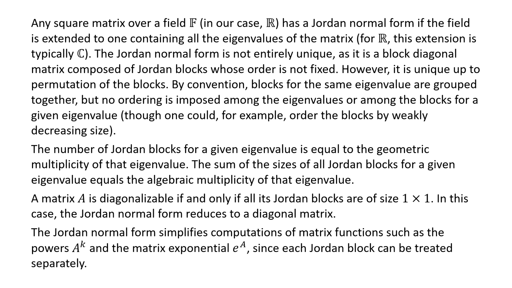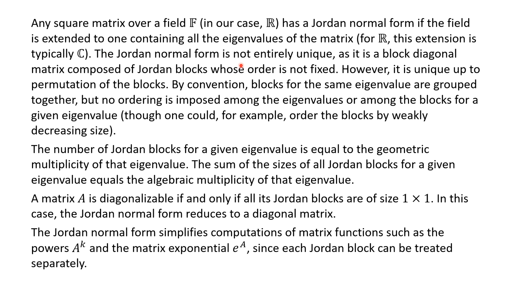I have some facts on this slide concerning the Jordan normal form. Any square matrix over a field, and usually we've been talking about the real numbers, has a Jordan normal form if the field is extended to one containing all the eigenvalues of the matrix. So for R, the extension is the complex numbers, because sometimes you'll get a complex eigenvalue for a real matrix.